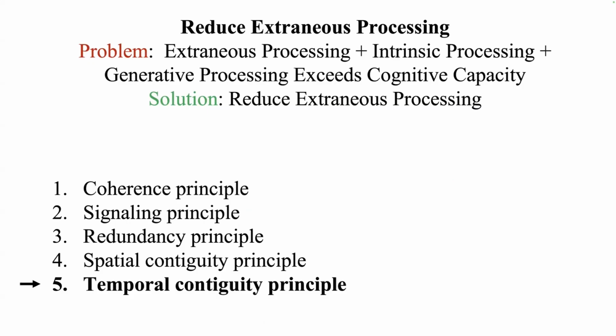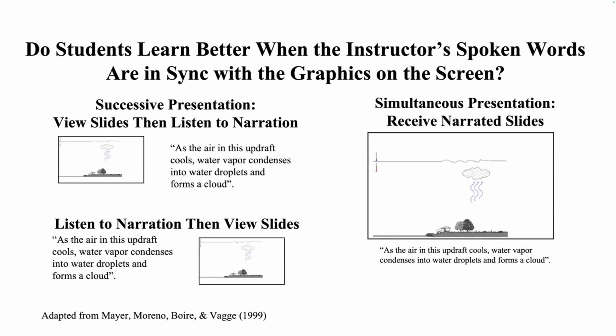Temporal contiguity, this is kind of saying the same thing for sequencing in time. On the left, we can have the slides first, and then the narration, or the narration first, and then the slides. Those each take 2.5 minutes. So you might think that's better because you're getting 2 exposures, twice as much time.